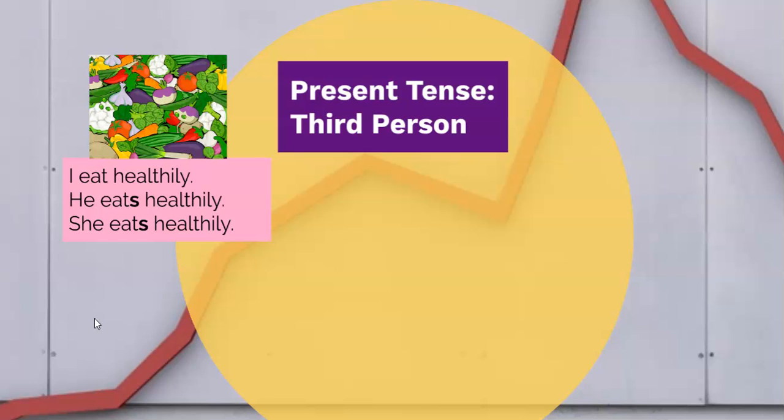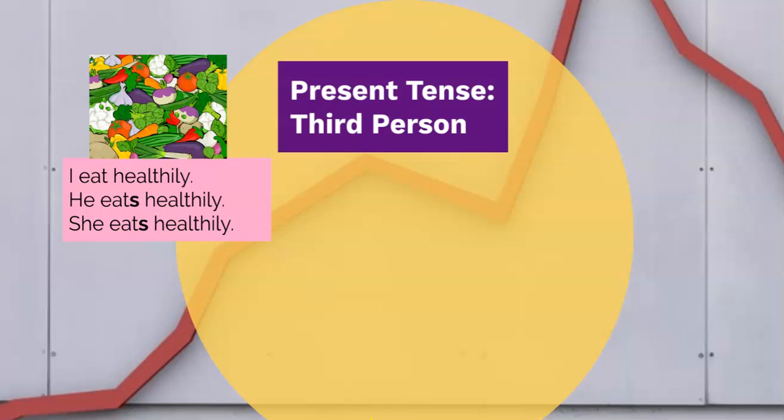Most verbs in the simple present tense stay the same. For example, I eat healthily. You could say you eat, we eat, they eat. The only change we have is when you talk about he, she or it, which is the third person singular. Then you add an S to the verb. He eats healthily and she eats healthily.